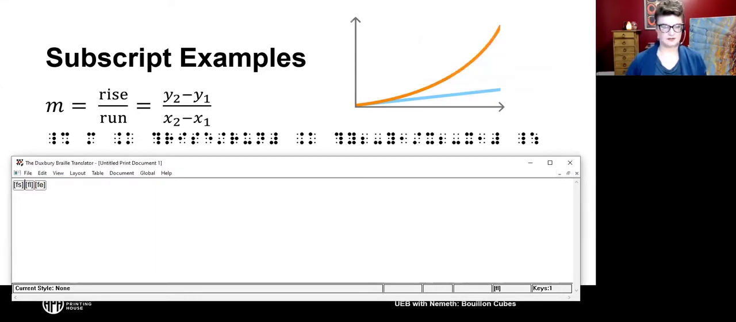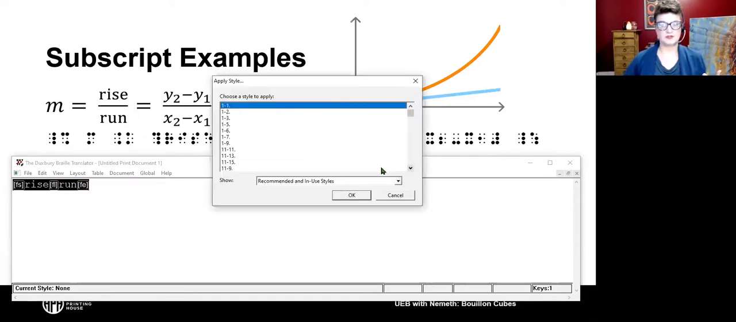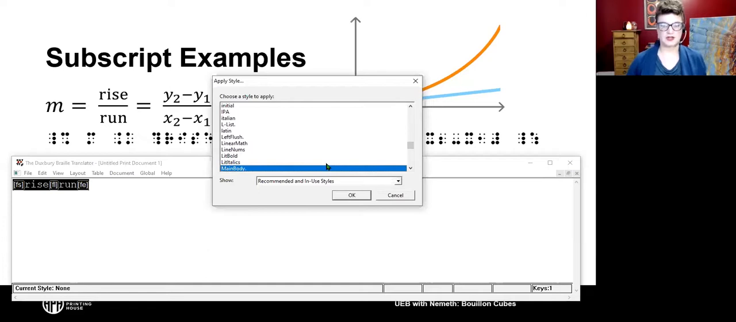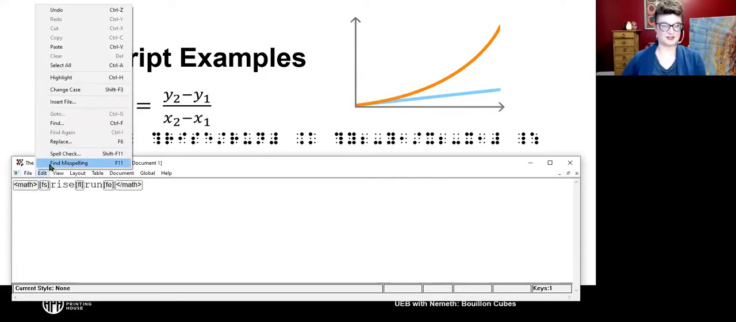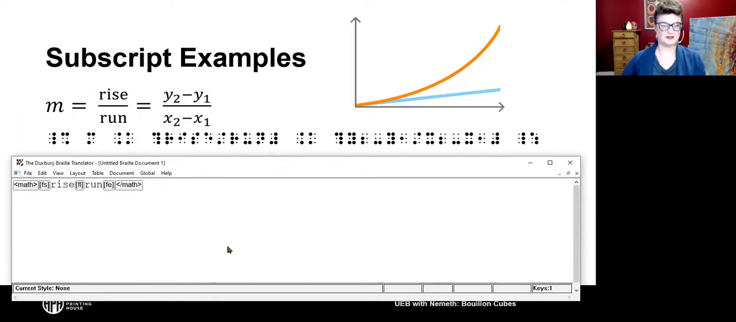All right, excellent. So I want rise to be my numerator and run to be my denominator. And I want the whole thing to be in Nemeth Code. So I've highlighted that whole series of codes and symbols, and I'm going to choose the character style math by applying a style. I pushed F8 to apply a style in Duxbury. I choose the character style math. Now I can translate, file translate, or Control T.